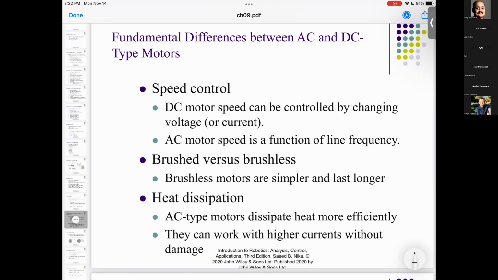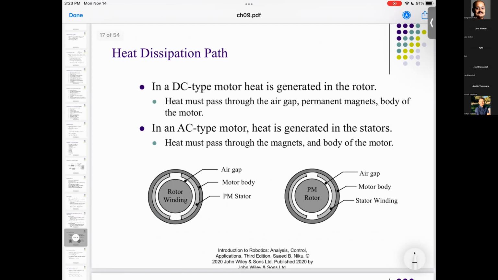If you look at most of the motors that we use, for example the pool pump or the fan motor, most of these are AC type motors. They are usually wound motors, so the rotor is wound. Sometimes the rotor could be squirrel cage, and both of these are very commonly used for applications. If you look at the heat dissipation path in the DC motor, the heat must pass through the air gap. But in an AC motor, the heat must pass through the magnets and the body of the motor. If you look at the pool pump, you will clearly see there are fins and an additional fan at the back of the motor that pushes the air through the gap.